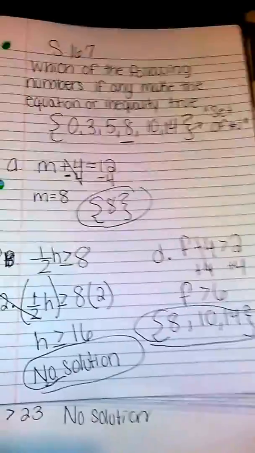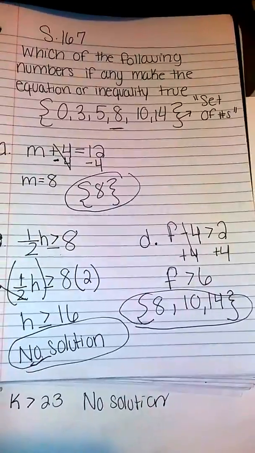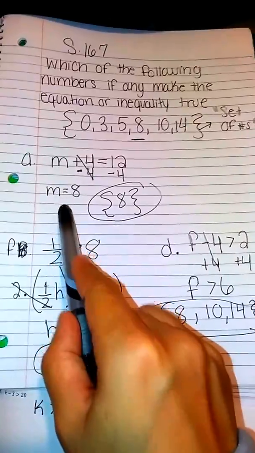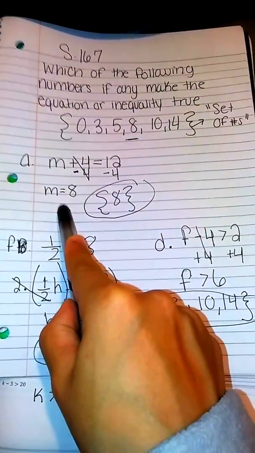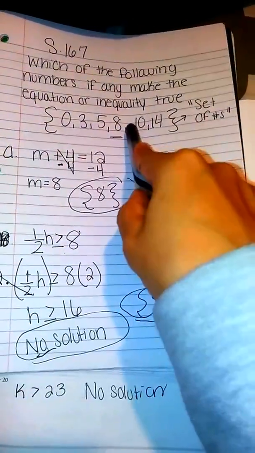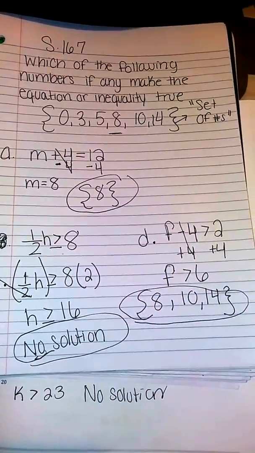I can't circle correctly, but you should be circling your answers. Just making sure you understand that this is not necessarily your answer. Yes, you have to solve for the equation or the inequality, but you also have to go back and check to see if it's in the set of numbers that was provided for you.